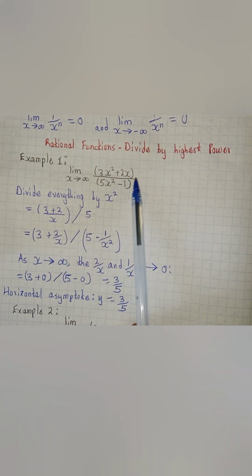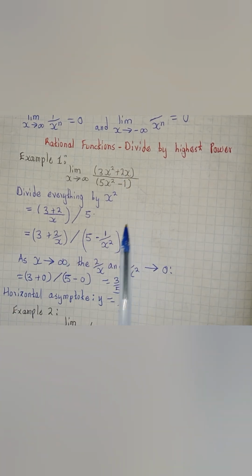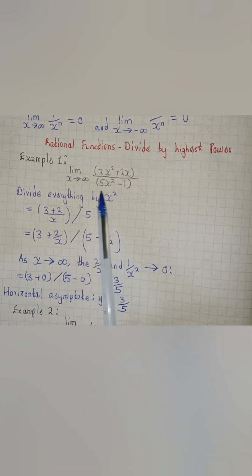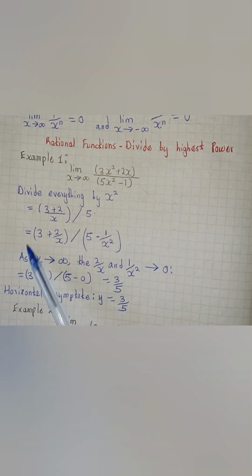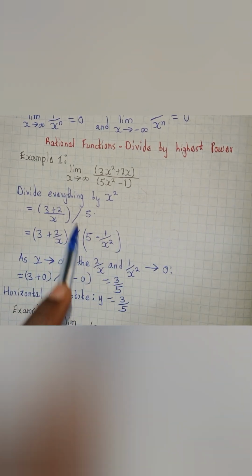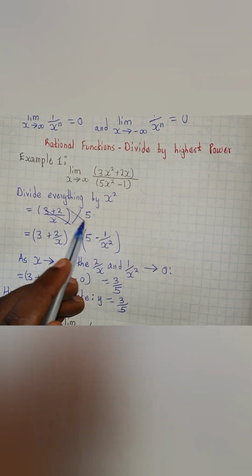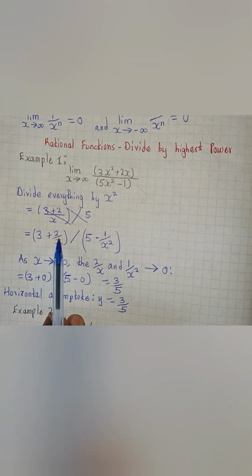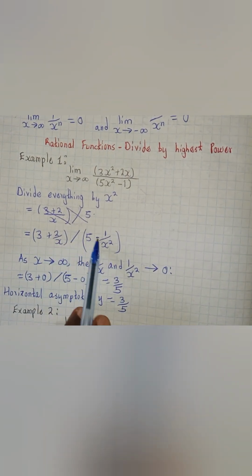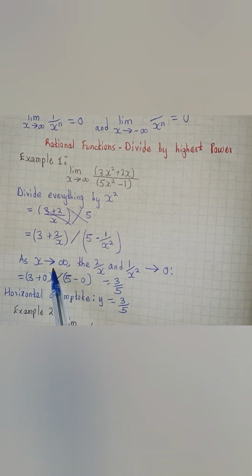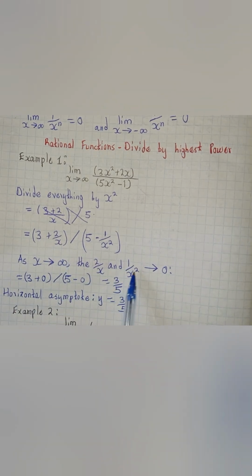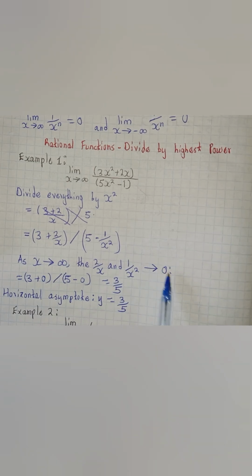We divide 2x all over x squared, we get 2 all over x. If we divide 5x squared all over x squared, we get 5. And if we divide negative 1 all over x squared, we get negative 1 all over x squared. So our expression becomes 3 plus 2 all over x, all over 5 minus 1 all over x squared. As x approaches infinity, the 2 all over x and 1 over x squared also approach 0.